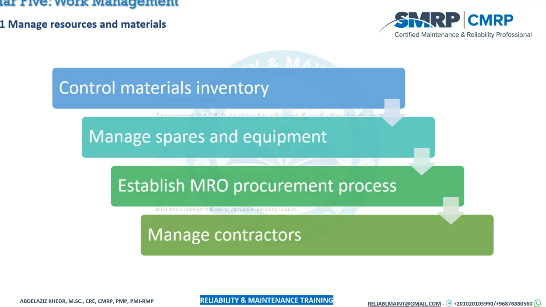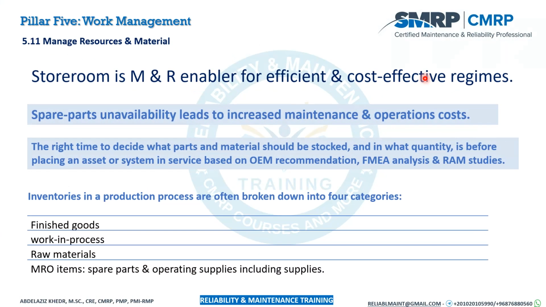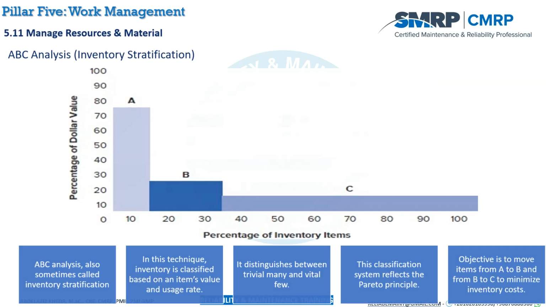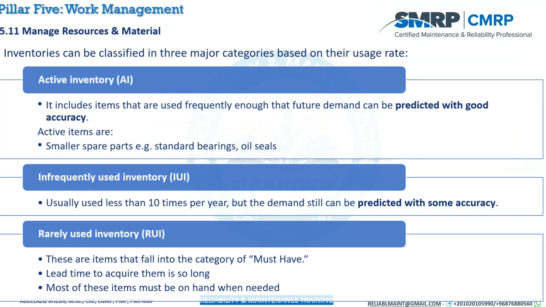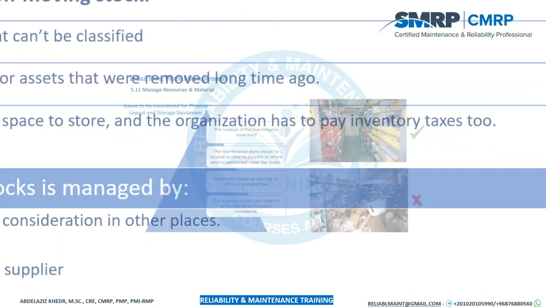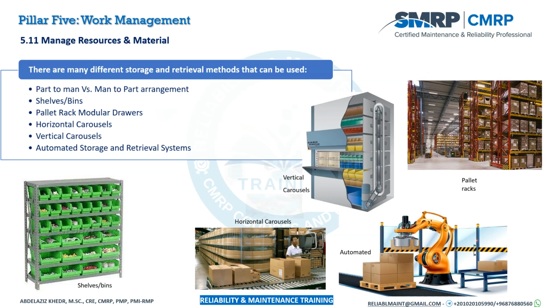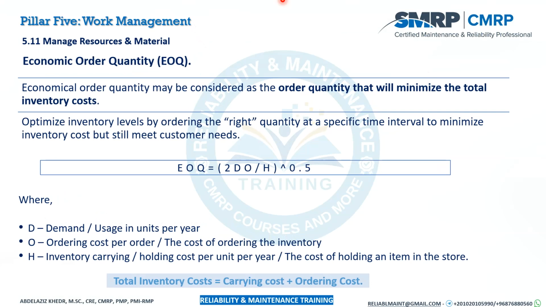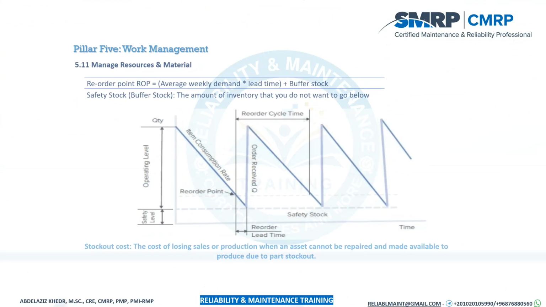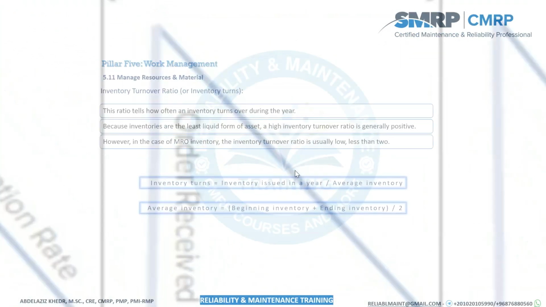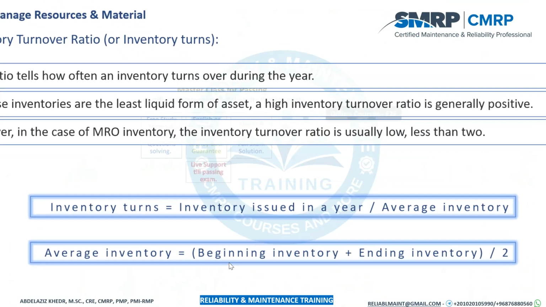After that, you should manage your inventory. Inventory is an enabler to maintenance and reliability. If we have any stockout, we will not deliver the value to our organization. We have ABC classification, which is very important, and also a lot of tools and techniques. And also we have a very important equation called economic order quantity, and also the reorder point to be calculated, safety stock, inventory turn, and average inventory.